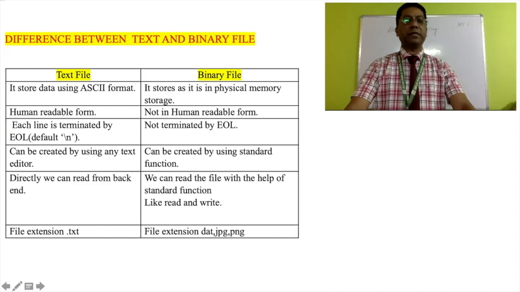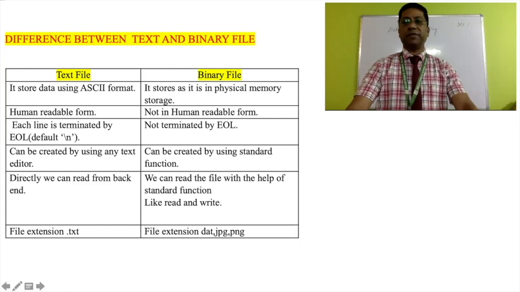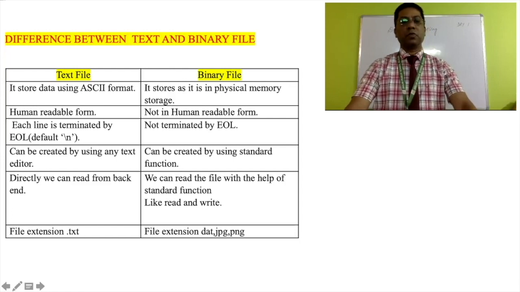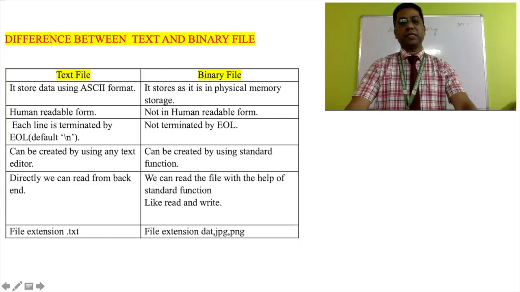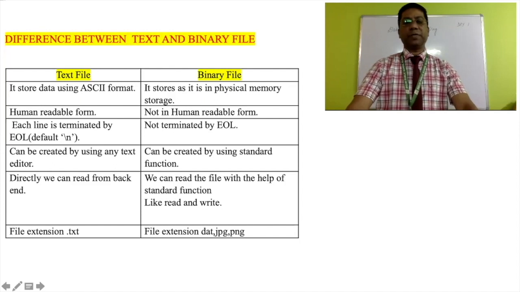We can read the content of the text file from the backend by directly opening the file, because the contents are present in human readable form, whereas you cannot read the content of the binary file directly. To read and write, you need to take the help of the standard library function. Most commonly, the extension used for the text file is .txt, and for the binary file, it is present in the form of .dat, .jpg, .png, etc.